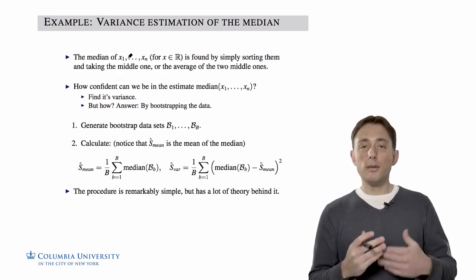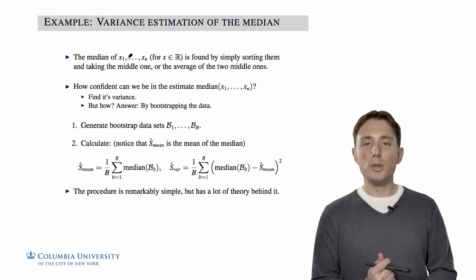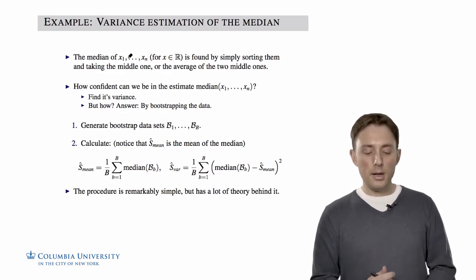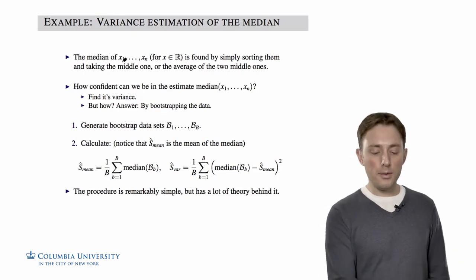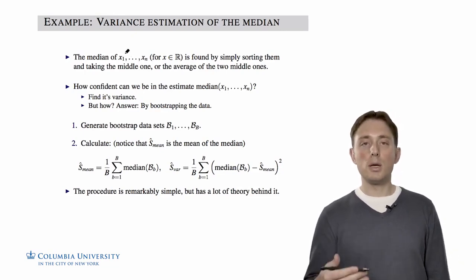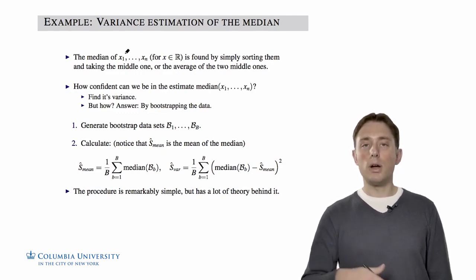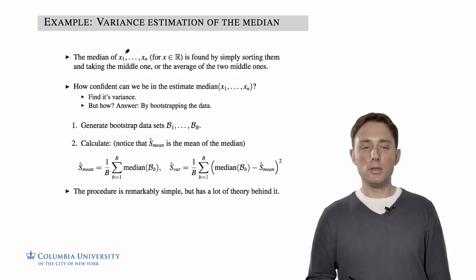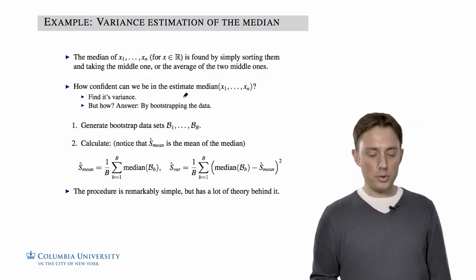Well, if we want to know how confident we should be in our prediction of the median, we would have to find the variance of that median. But how can we do this? For a particular data set, it seems like we only get one possible value for the prediction of the median. How can we get multiple values, or how can we somehow evaluate our uncertainty about that prediction? So that's where bootstrapping comes in.